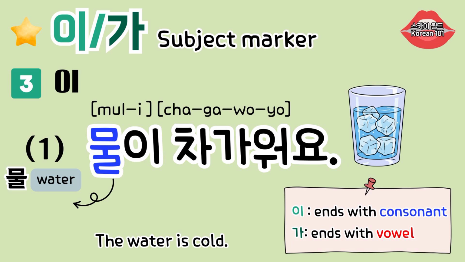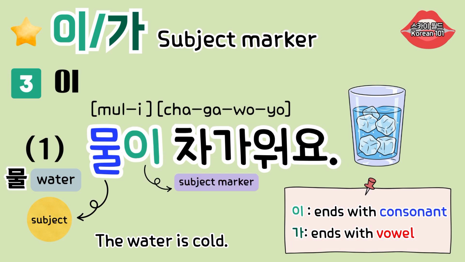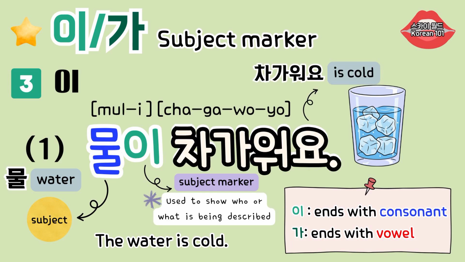물 means water, and what is cold? The water. 물 is a subject, and 이 is a subject marker. And 이 is used after a noun that ends with a consonant, so we say 물이 차가워요, which means the water is cold. So what does 이 do in a sentence here?